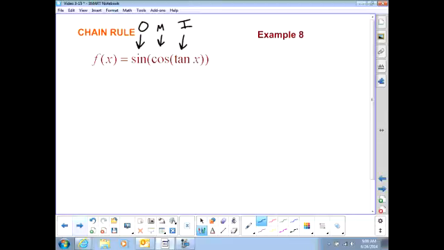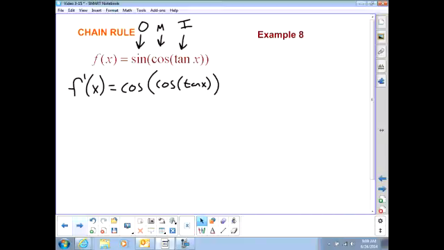So remember, when we do normal chain rule, we do derivative of the outside, keeping the inside the same. So we'll start out with the derivative of the outside, which would be cos, keeping the inside the same. Well, now we've got to do derivative of the inside. The inside of our outermost function is this here. So we've got to do the derivative of cos tan x.